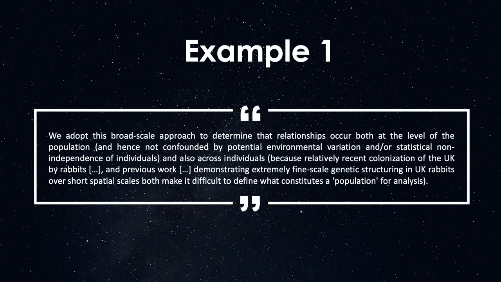Here is an example of a lack of clarity in scientific writing. We adopt this broad-scale approach to determine that relationships occur both at the level of the population, and hence not confounded by potential environmental variation and/or statistical non-independence of individuals, and also across individuals, because relatively recent colonization of the UK by rabbits and previous work demonstrating extremely fine-scale genetic structuring in UK rabbits over short spatial scales both make it difficult to define what constitutes a population for analysis. Comment down below what you think this sentence is trying to convey.